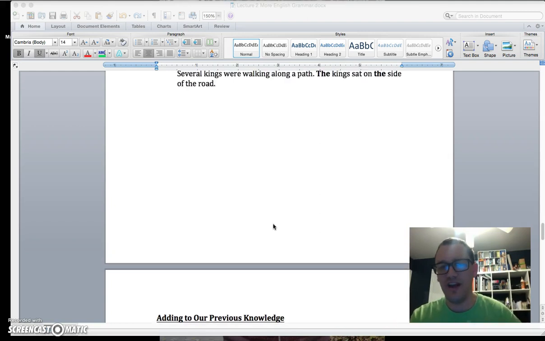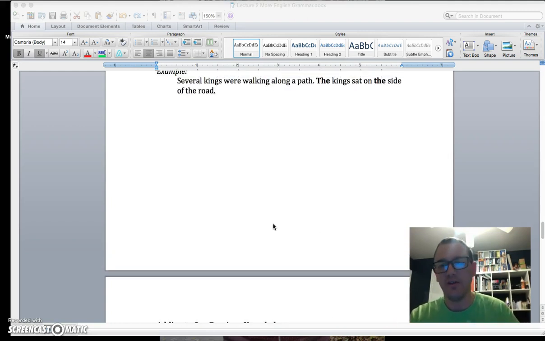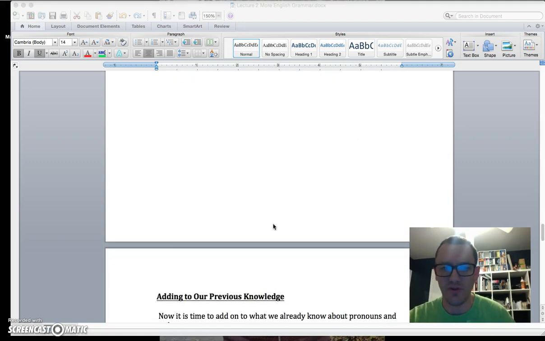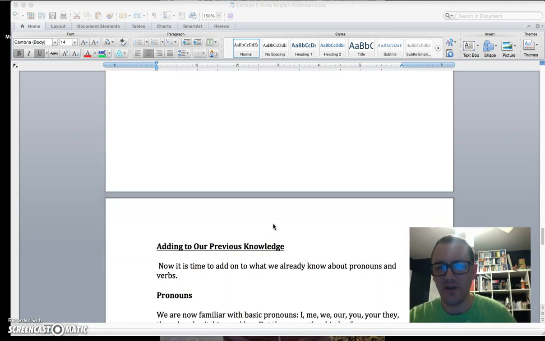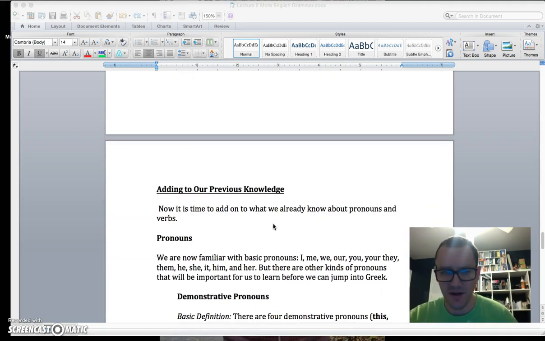Other particles that I didn't add on here that you should be aware of, and I actually mentioned this in a few of the homework discussions: not, no, a lot of those words that are just kind of like negations, those are technically called particles. But we don't need to worry too much about those, as they won't come up much in the Greek language. But they will be here and there in English, so I'll point them out when necessary.